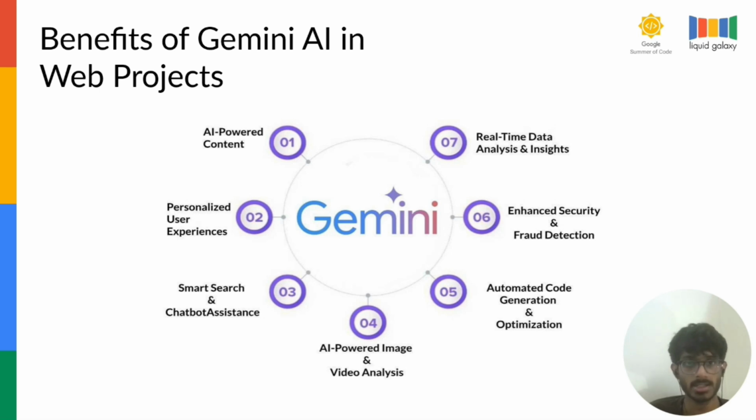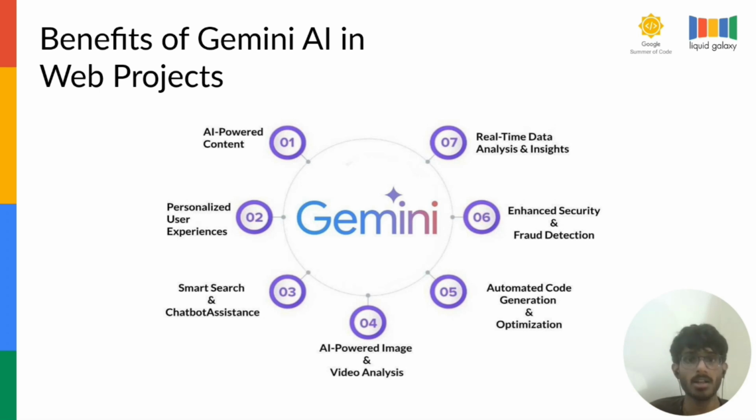So the second one is personalized user experience. With its ability to analyze user behavior and preferences, Gemini AI enables personalized recommendations. Websites can offer tailored content, product suggestions, or even adaptive UI changes based on real-time user interaction.